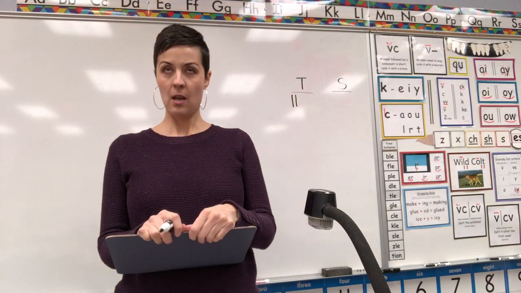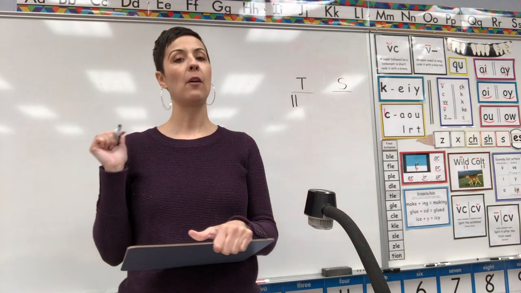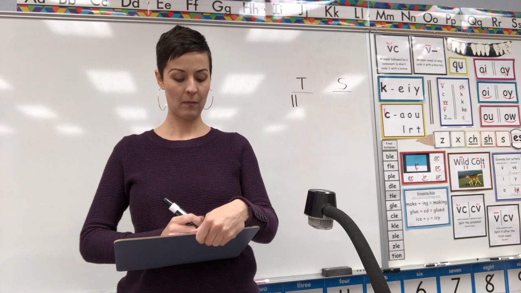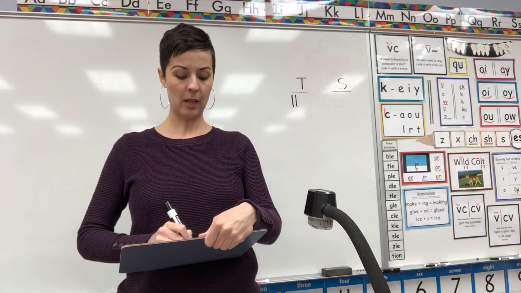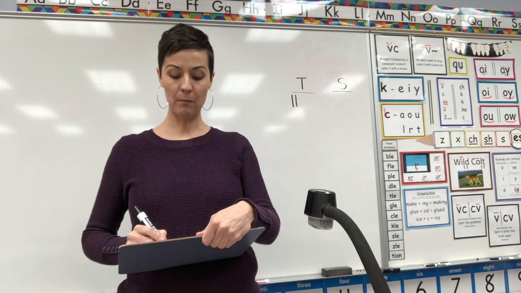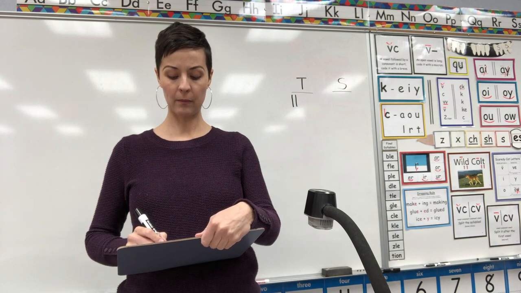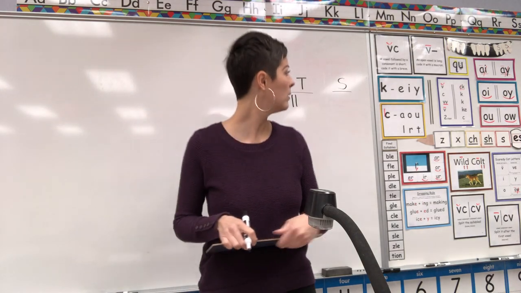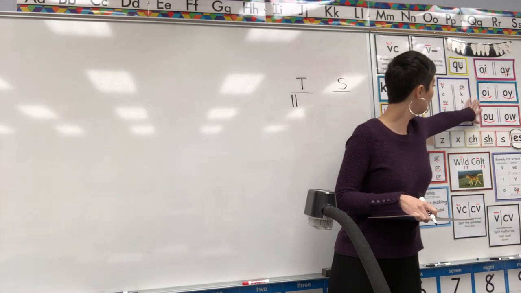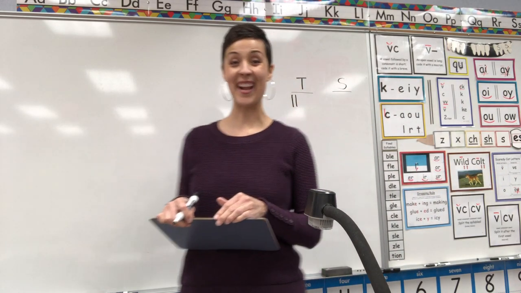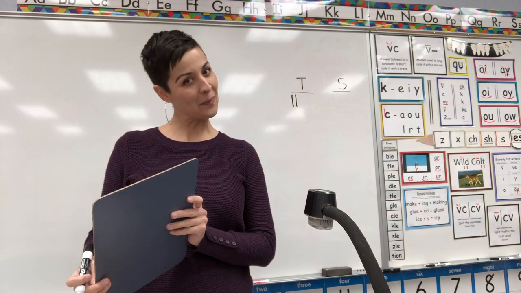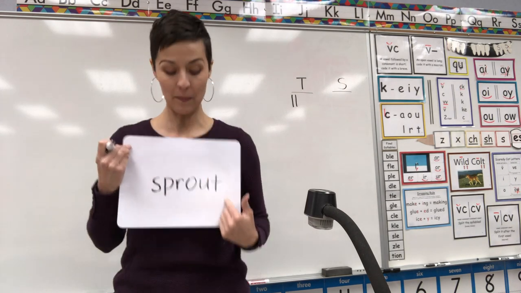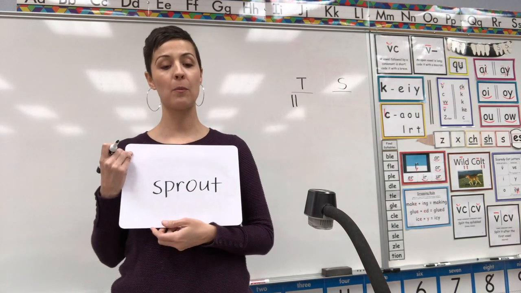Okay, next word. Let's do another ow word. Spell for me the word sprout. What word? Sprout. Think about what says ow, ow, ow in the middle of a word. Sprout. There's my sign. Sprout, ow, ow. One of those. Okay. Ready? Let's check it. Sprout should be spelled S-P-R-O-U-T. We use O-U to say ow in the middle of a word.